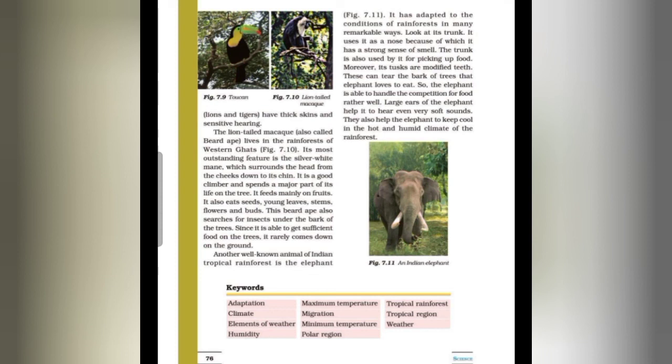And the elephant has large ears. The elephant can hear even the lowest sound made by its predators, so it can sense the danger and run away for safety. When the temperature rises, the elephants flap their large ears and use them as fans to cool themselves in the hot and humid climate of the rainforest.